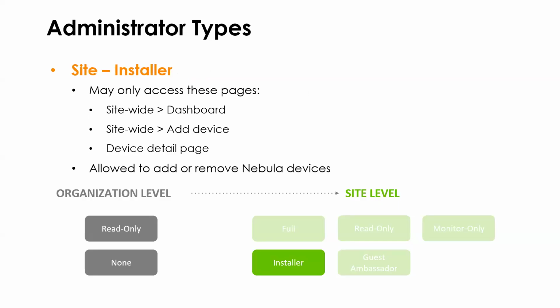Installer. This is something that should be pretty popular for you to use. It basically gives them access to be able to add devices to that site. So they're able to scan the QR code on the Nebula compatible hardware and assign it to a specific site, as well as some other minor settings associated with that. Basically anything on the device detail page.